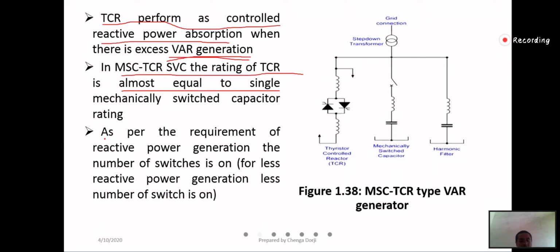Then how you can control this reactive power absorption is as per the requirement of the reactive power generation. You can put on the number of switches depending upon the requirement of power generation. For less reactive power generation, fewer switches are on. If it is more, then more switches are on, so you can connect more and fewer switches.